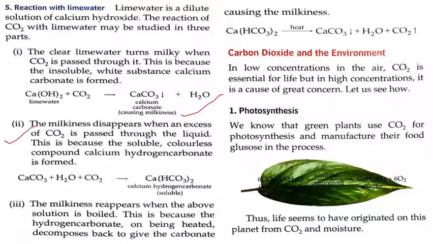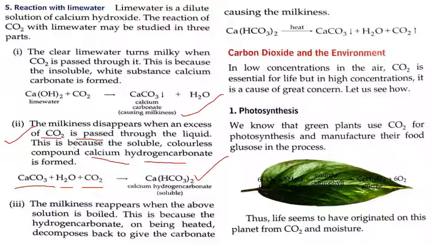The second part is that the milkiness disappears when an excess of carbon dioxide is passed through the liquid. This is because the soluble colorless compound calcium hydrogen carbonate is formed. So we have seen that in the first reaction we get calcium carbonate plus water. And if we pass carbon dioxide in excess, then the product formed is calcium hydrogen carbonate, and with this the milkiness that had appeared earlier will disappear.